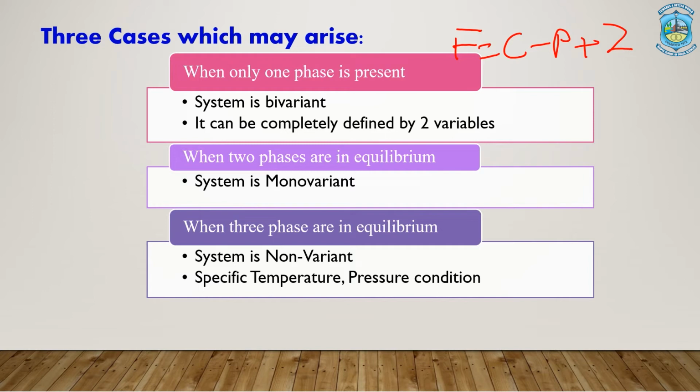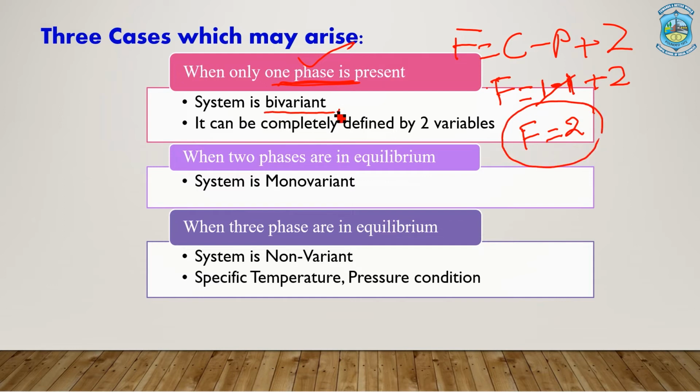So, F is the degree of freedom, and P is 1 when one phase is present. If you write 1 for P in a one-component system, then C is 1. I am saying that it is a one-phase system. So F = C − P + 2 = 1 − 1 + 2. The 1 minus 1 cancels, and the value of F comes out to be 2. That means it is a bivariant system.